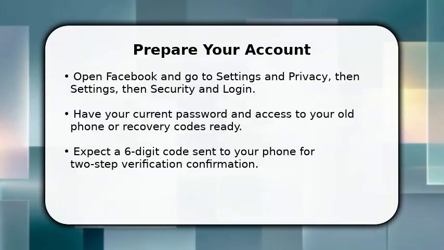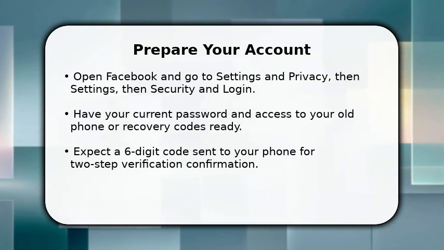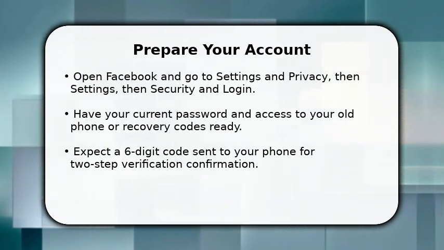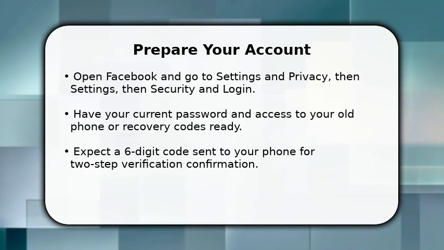Open Facebook on a browser or the app and sign in with your account. Navigate to Settings and Privacy, then Settings, then Security and Login. Look for two-factor authentication under the Security section and tap Edit or Manage.